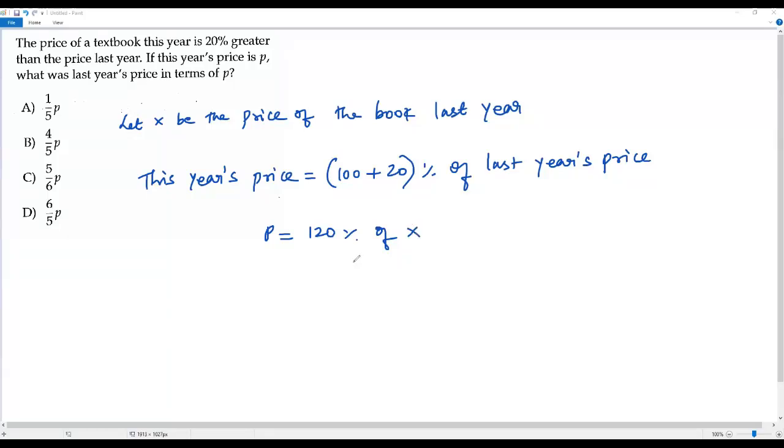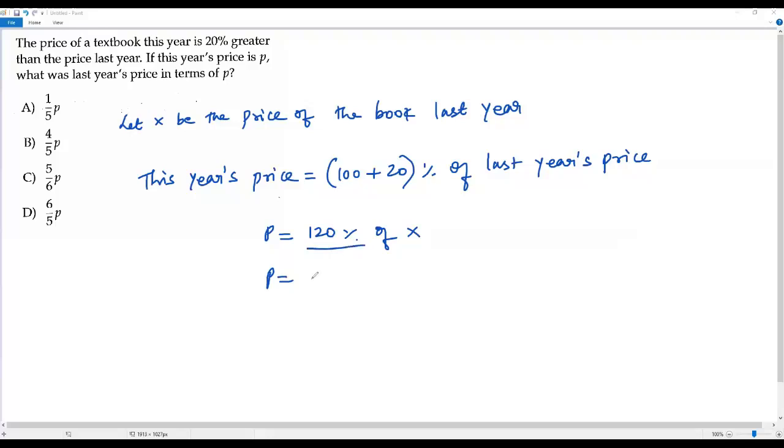Okay, now I got the equation in the two variables P and X. Now I have to solve for X in terms of P because they ask us to find last year's price. That is, we have to find the value of X in terms of P, this year's price. Okay, let's solve for X in this equation. For that, we have to convert this percentage as a fraction because in each option we have fractions. So instead of converting 120% as decimal, better we can convert this one as a fraction.